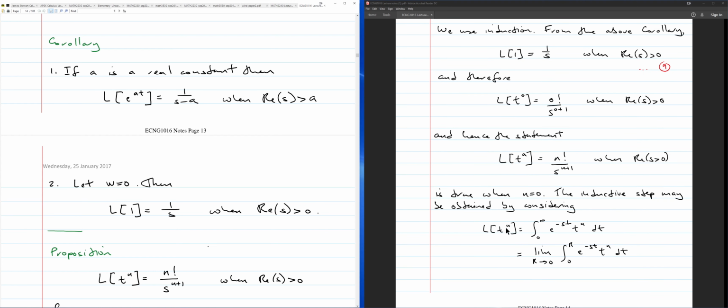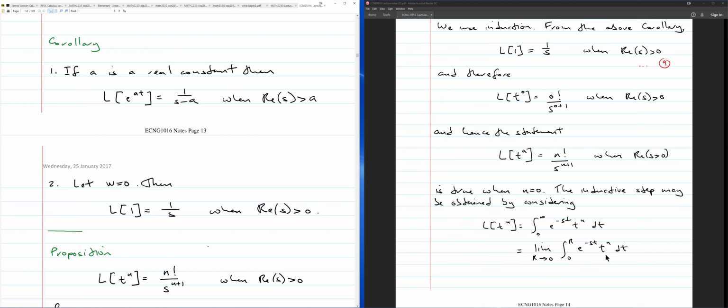Well, I start with my Laplace of t to the n, and this is using the definition of the Laplace transform. You multiply the t to the n by this exponential here. This is an improper integral from 0 to infinity. And now what you do is use the definition of the improper integral. You replace the infinity by r here, and you take the limit of this integral as r tends to infinity. So there's a mistake here. There should be infinity.